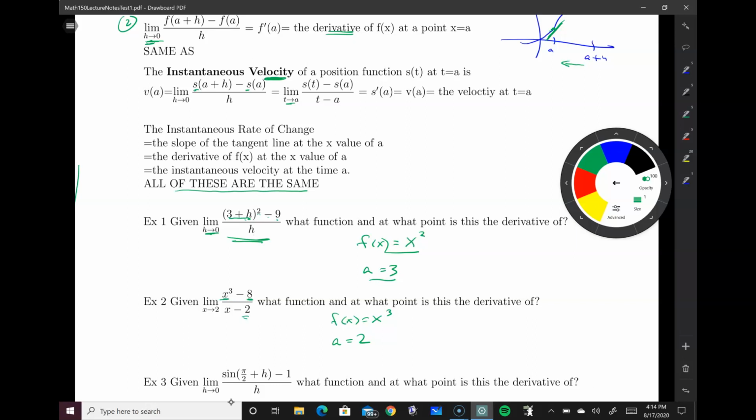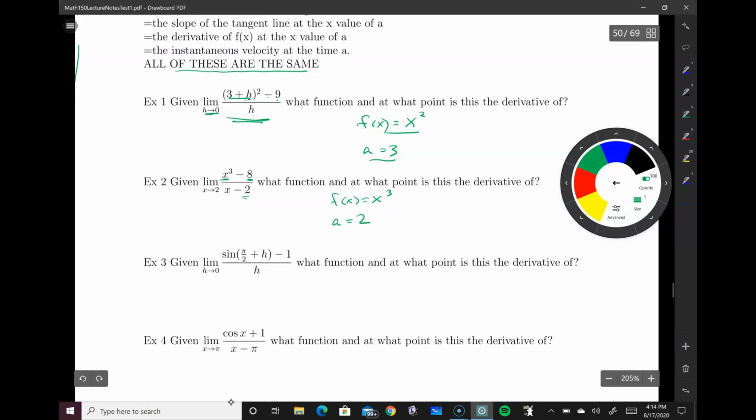All right, next one. This looks like the definition with h. So this has to be f of a plus h. So I think a has to be pi over 2. This has to be f of a. So I think the function has to be sine of x, and sine of pi over 2 is 1.